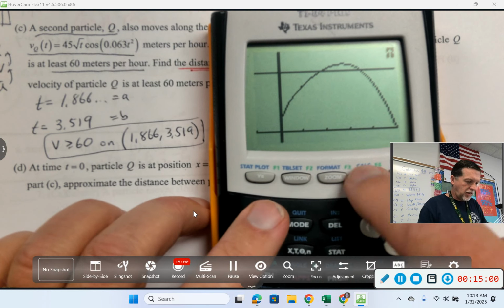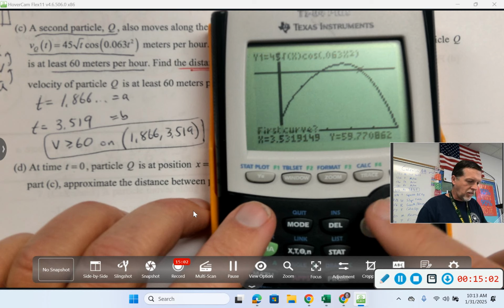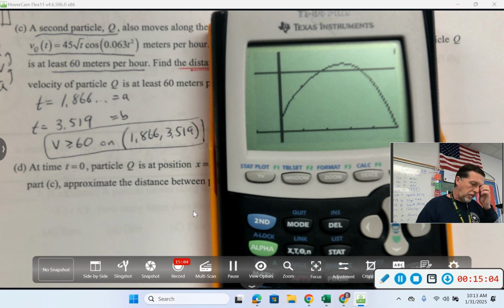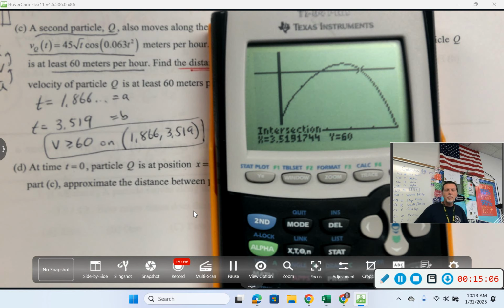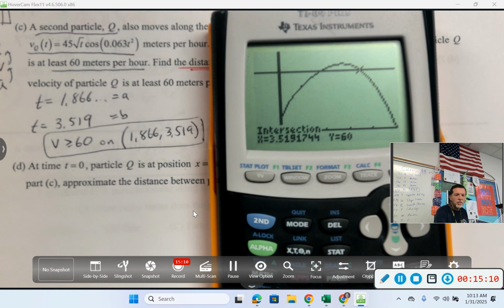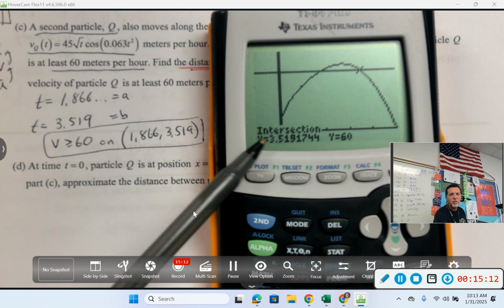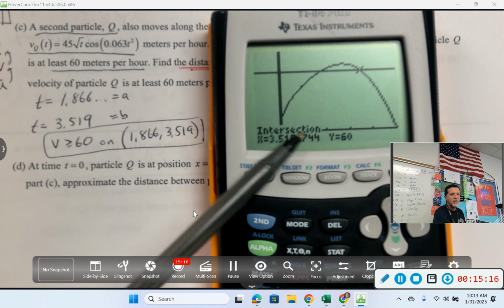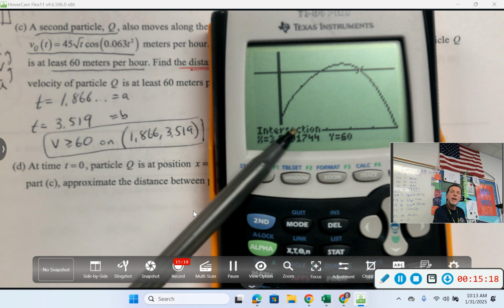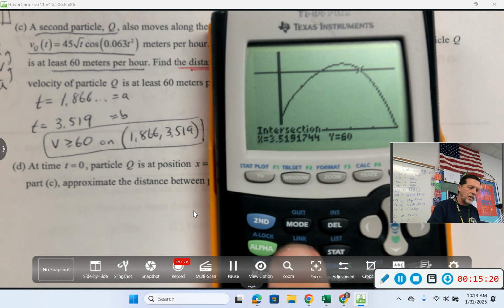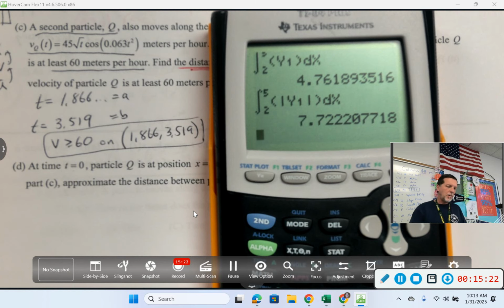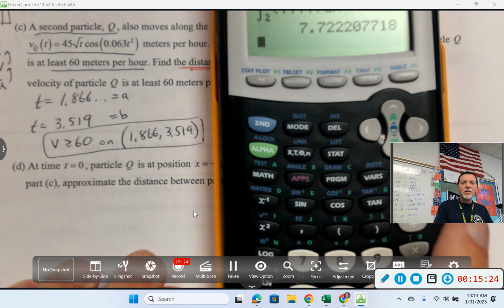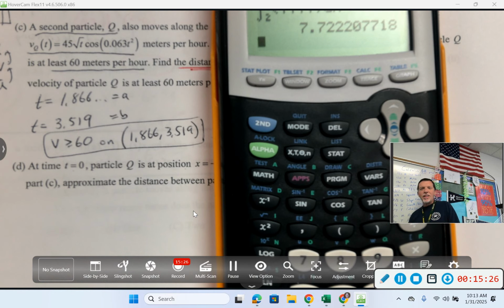Let's see, second calc, intersection, get one of the guesses. It means I didn't have to do any of that. I just repeated all that. So the most recent thing in my calculator's mind is this 3.5191744. I don't really want to write that down. I mean, I could, but I want my calculator to remember that. So I'm going to go back to the main screen, and I just have to know that that's the most recent thing in my calculator's head.